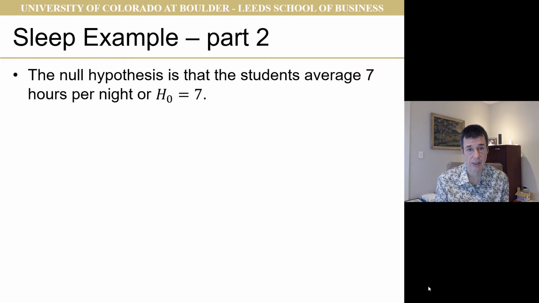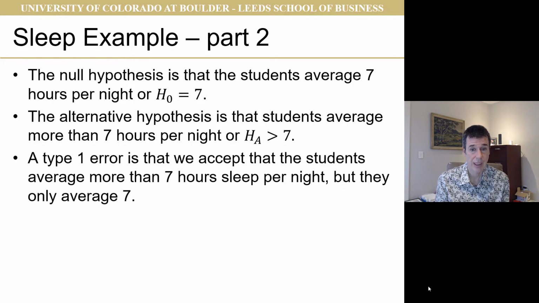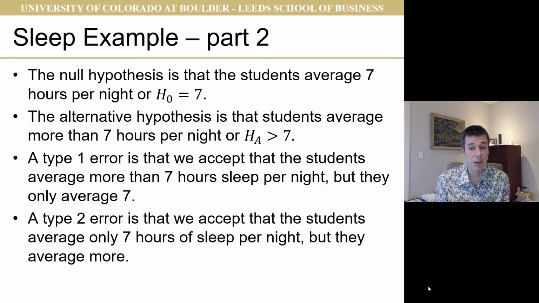So, go back to the sleep example. The null hypothesis is that students average 7 hours per night, or H0 equals 7. The alternative hypothesis is that students average more than 7 hours per night, or HA is bigger than 7. A type 1 error is that we accept that the students average more than 7 hours per night, but they only average 7. We reject the null hypothesis, but it's true. A type 2 error is that we accept that students average only 7 hours per night, but they average more. So again, we accept the null hypothesis, but we should have rejected it.